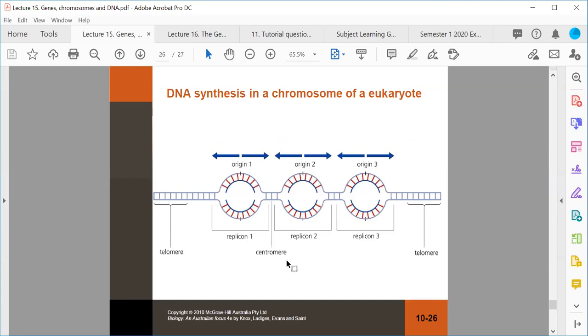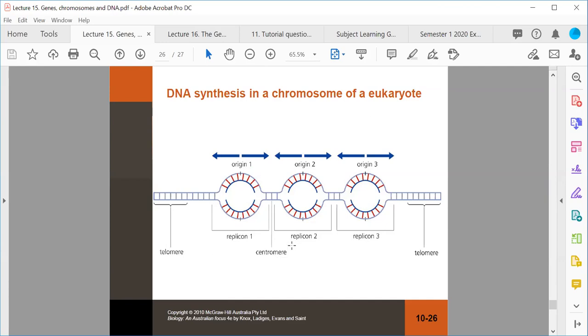So this is a single eukaryotic chromosome, a double-stranded chromosome. We can see the end of the chromosome, a region of DNA called a telomere, and there's another telomere at this particular end. This region, roughly in the middle of the chromosome, is called a centromere. This is really important for the DNA in the cell division process itself.